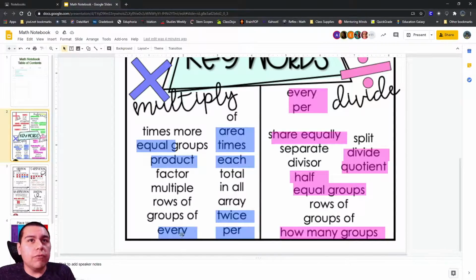If they say every or each or per, and when I say per, I don't mean per like what a cat does. Per is PER. If they say twice, or they say area, if they say total in all, or if they say an array, those are all clues to multiply.